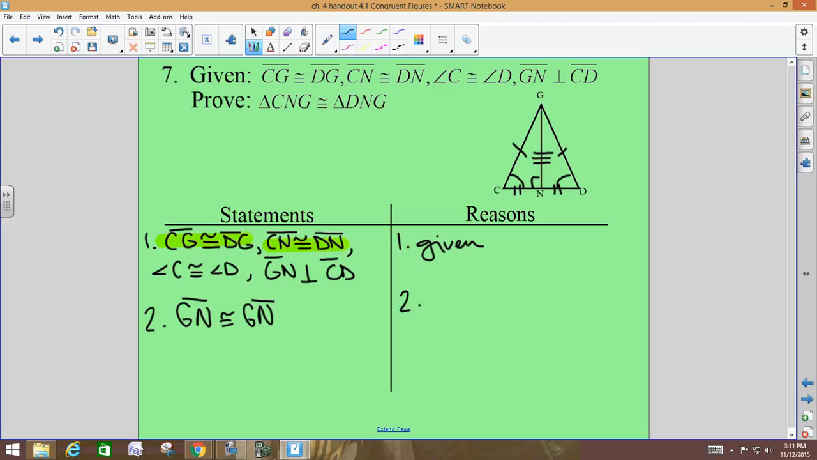Got to come up with a reason for this. This goes way back to chapter 2. It's one of our properties. It's like it's looking in the mirror. What do you see when you look in a mirror? Your reflection. This is your reflexive property.